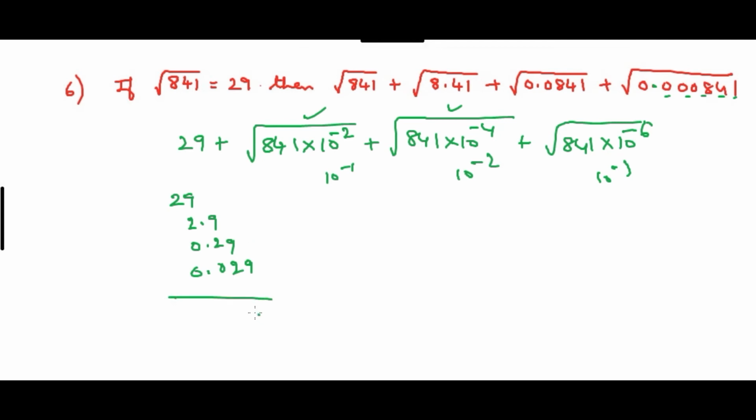That's all. Now it is very easy. 3, 1, 1, 1, 2, and 1, 2, 3. So the answer is 32.219. Let's move on to the next question.